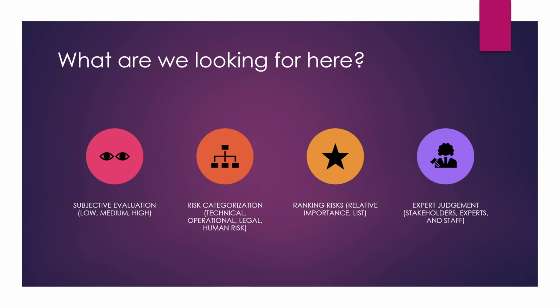We need to rank these risks based on their importance. Basically, now we have a list, right? From the things that need the most attention to the stuff that needs the least attention. And then finally, we'll have expert judgment. These are the stakeholders, the experts, and the staff who help us identify what is the most important for our organization.